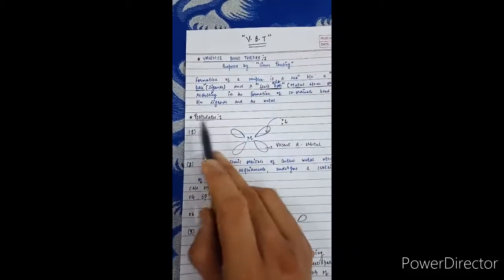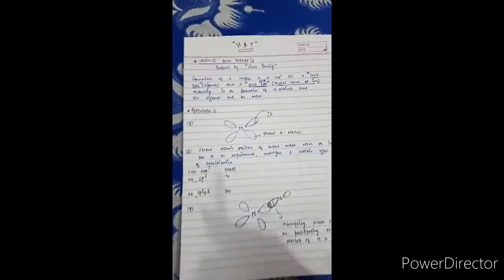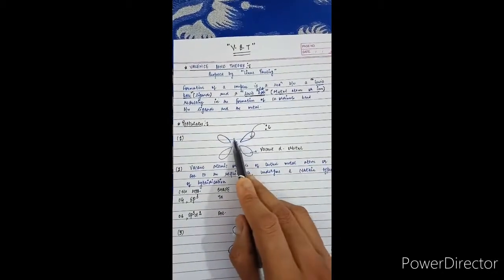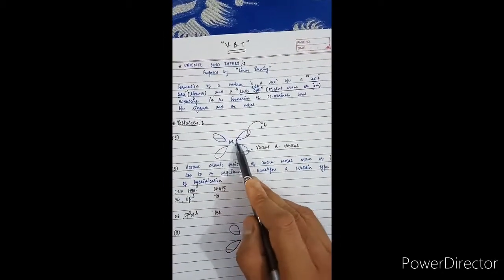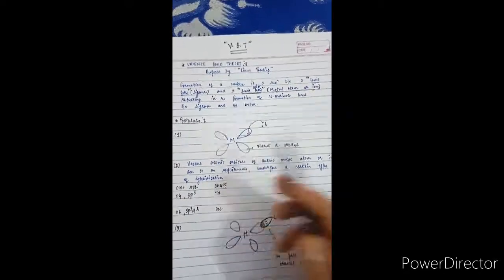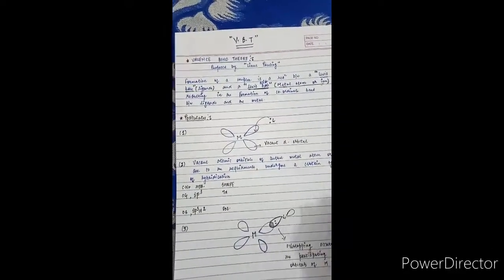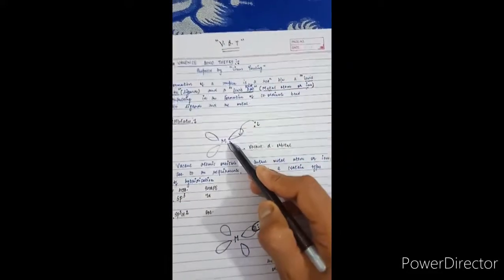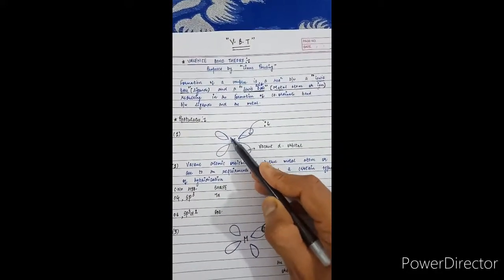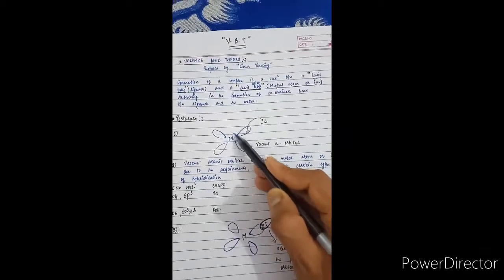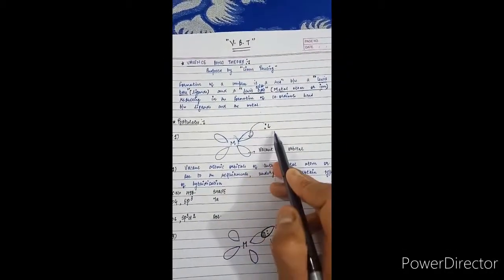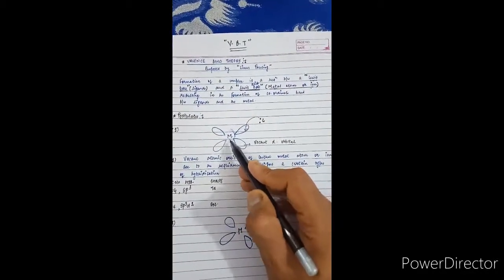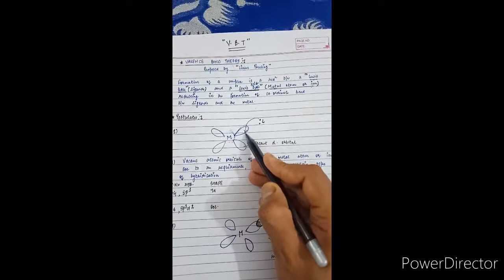Now we will start the postulates. The first postulate is, in the complex compound, the central metal atom can provide vacant d orbitals, or any vacant orbital, maybe s, maybe p, maybe d. Especially they have d orbitals, because the central metal atom belongs to the transition elements, or we can say d block elements. So it is a speciality of the central metal atom to have vacant d orbitals.